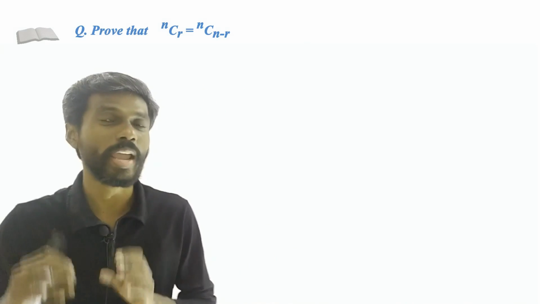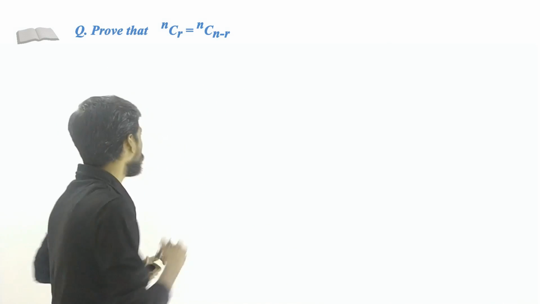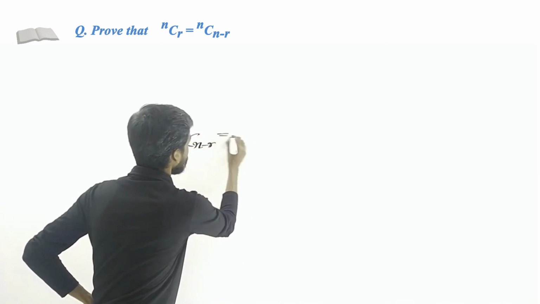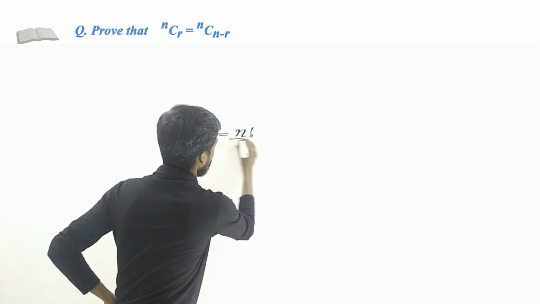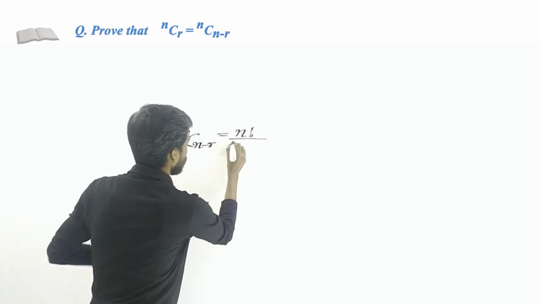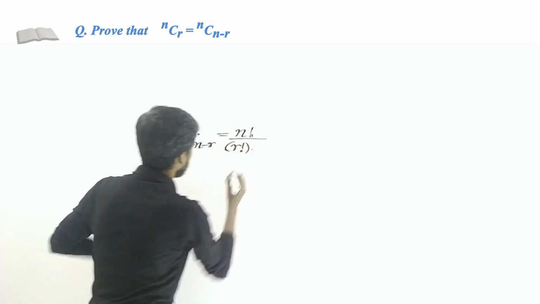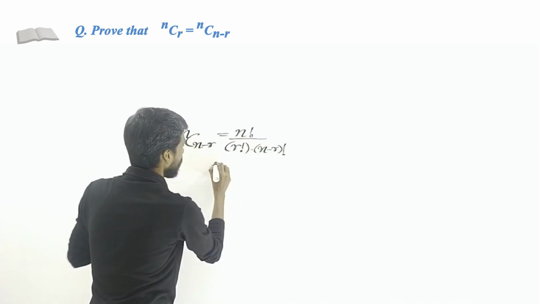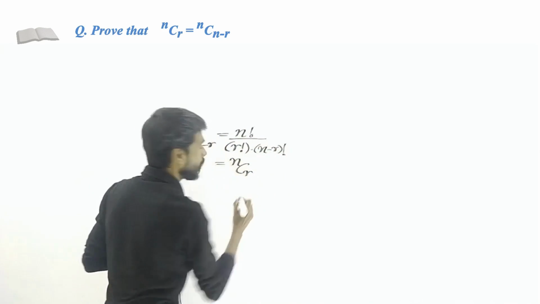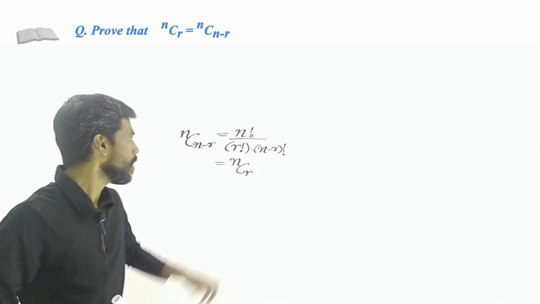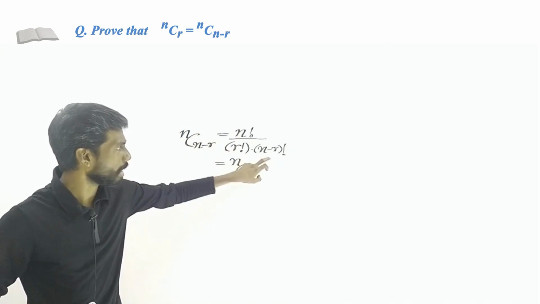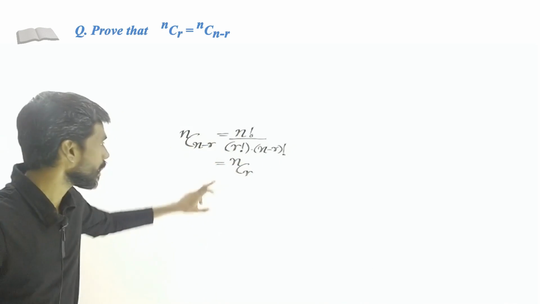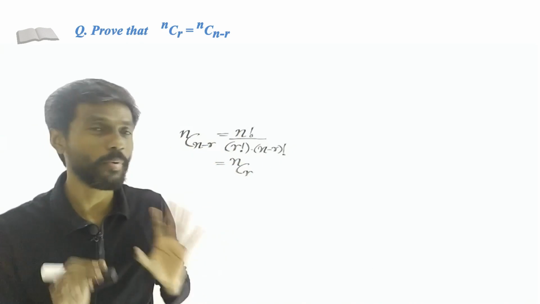nCr is equal to nC(n-r), right? If you want to prove this, nC(n-r) can be written as n factorial divided by (n-r) factorial, and this minus this, so that is r factorial multiplied by (n-r) factorial. So that is the same as the formula for nCr. nCr also has the same formula: n factorial divided by (n-r) factorial times r factorial. So nC(n-r) is the same as nCr, right? This result is very important.